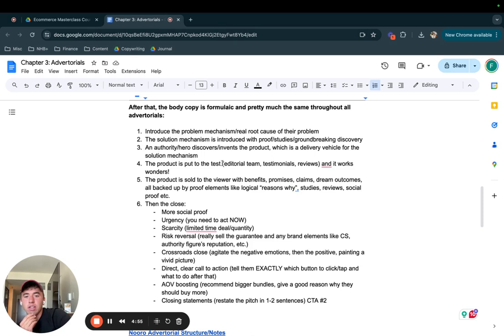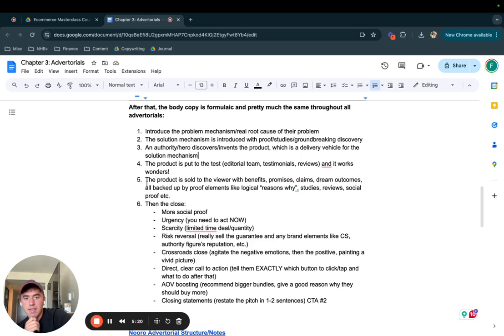Oftentimes in the advertorial, the product can come even sooner. This is one thing to test. You can put the product first. So if you have a very strong ad and they're already bought into the mechanisms, you can put the product first and then just quickly review the problem and solution mechanism. Okay, this is more for cold traffic. This is like a really strong advertorial structure if your traffic is very cold and you need to reiterate the benefits and the beliefs and all this stuff.